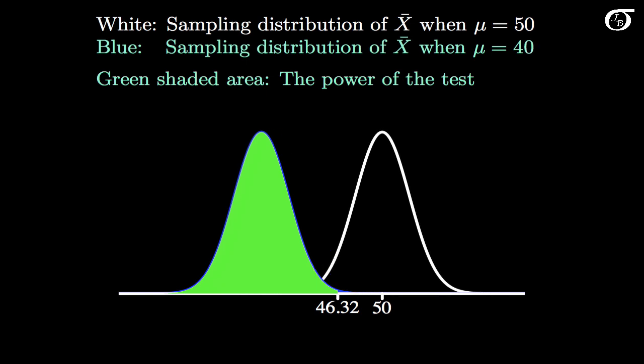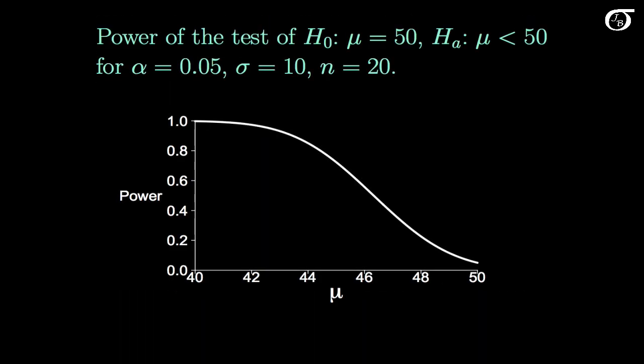When the true value of the population mean mu gets far enough away from the hypothesized value, then the power of the test is going to be nearly 1. Here's another way of visualizing what we just looked at. Here's the power curve for various values of mu. And near the hypothesized value of 50, the power is going to be very low. But if the true value of mu is actually far away from the hypothesized value, down here near 40 in this case, the power is going to be nearly 1.